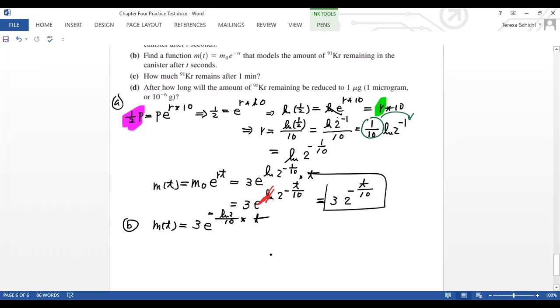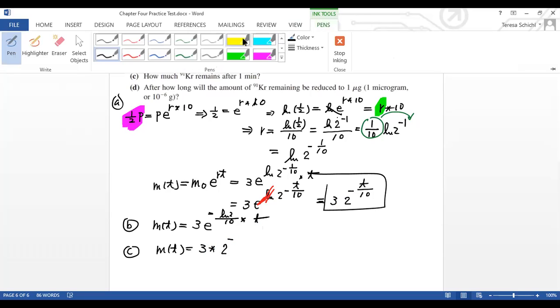Now part C: how much krypton is left after 1 minute? So after 1 minute is M of t. This is the initial 3 times, and I can use either formula. I like to use the first one, it's easier. So it's 2 to the negative. Now be very careful.